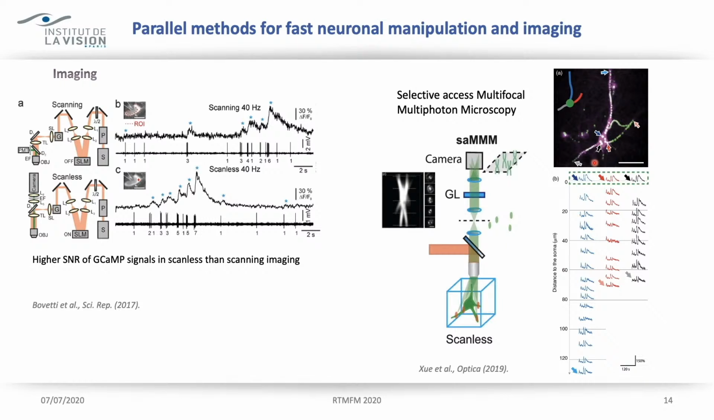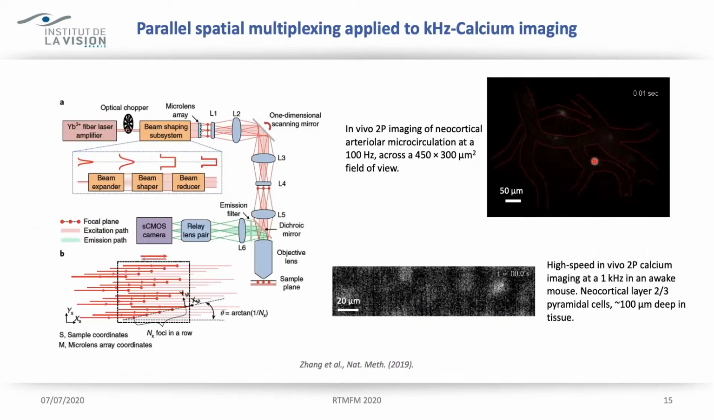Here we should mention that other methods for extending the depth of field of the detection point spread function also exist in the literature, but we don't have the time to mention them here. Very briefly, we would like, however, to mention that full-frame calcium imaging at 1 kHz acquisition rates using parallel spatial multiplexing by generating a grid of beamlets using a microlens array has been also recently demonstrated.